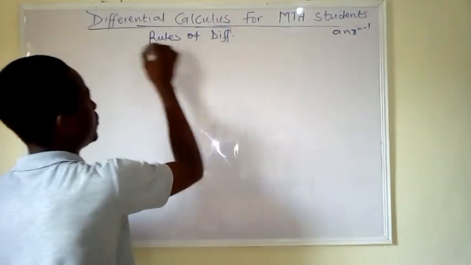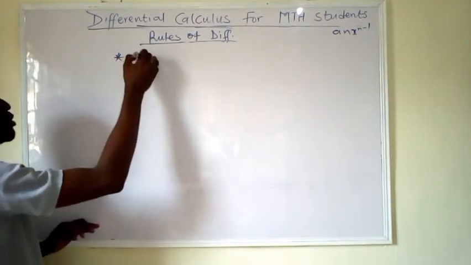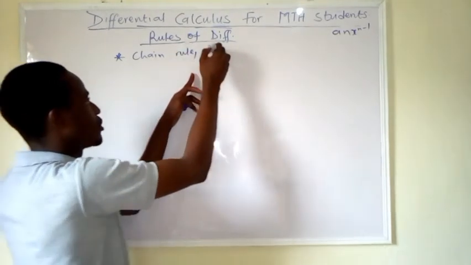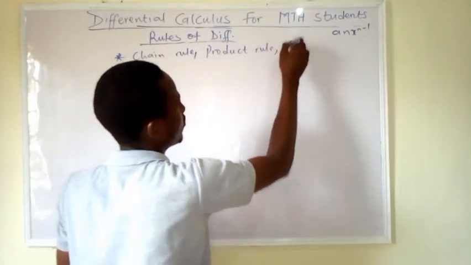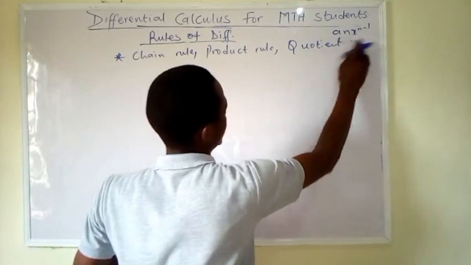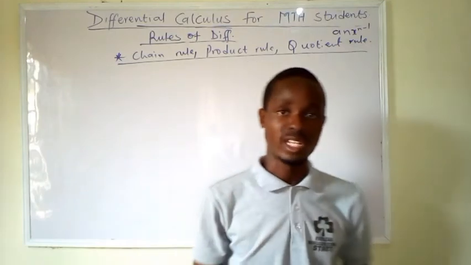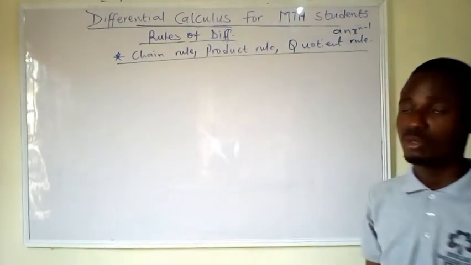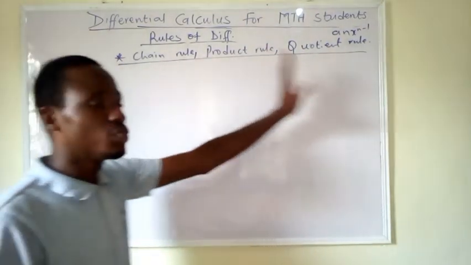The rules of differentiation. So we have the chain rule, we have the product rule, and we have the quotient rule. These three rules will be treated and will be used in advance in trig differentiation, because we are going to treat that also in this video. So now, taking the chain rule, in what cases do we use the chain rule?